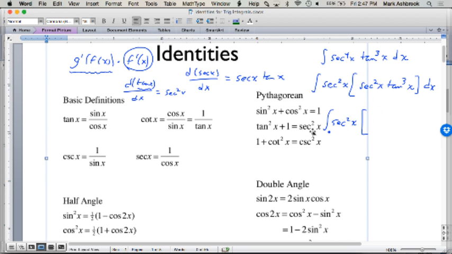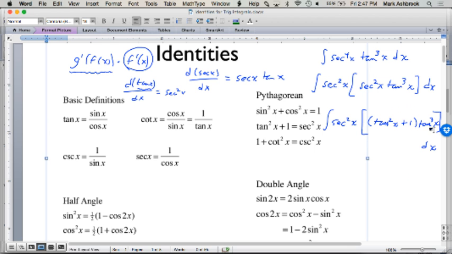Secant squared is tangent squared plus 1. Now by doing that, I have 2 terms, but that's okay. Addition is a piece of cake with antiderivatives. We just do them separately, right? So the first term is, how many tangents? 5 tangents, right? So it'd be secant squared times tangent to the 5th. And then the other term would be secant squared times tangent cubed.